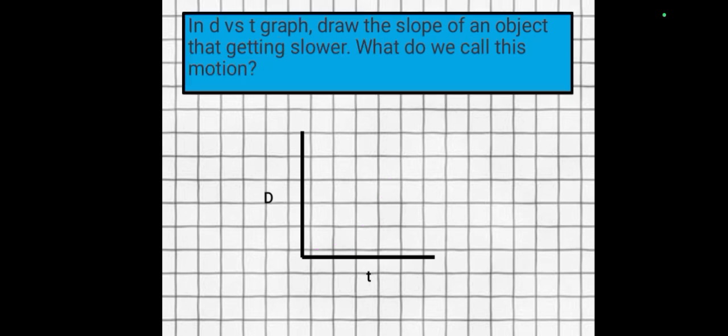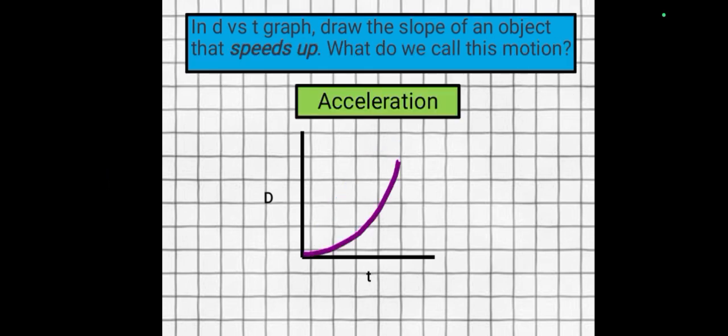Okay, another scenario here. Now draw the slope of an object that's getting slower. And what do you call this motion? Earlier, we were given the scenario of the slope of the object that gets faster. Now, what about the slope of the object that's getting slower? The slope of the object getting slower is also a curved line. However, it's bent towards the x-axis, or towards the time component. Unlike acceleration where it's getting faster, you see it is bent toward the d component.